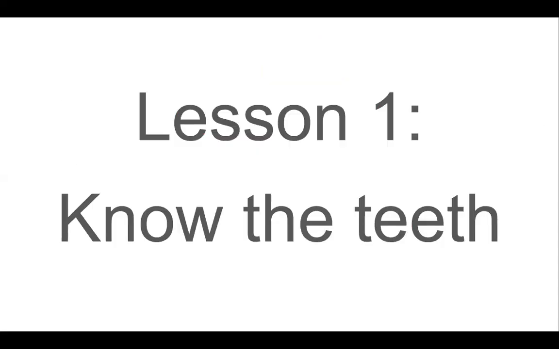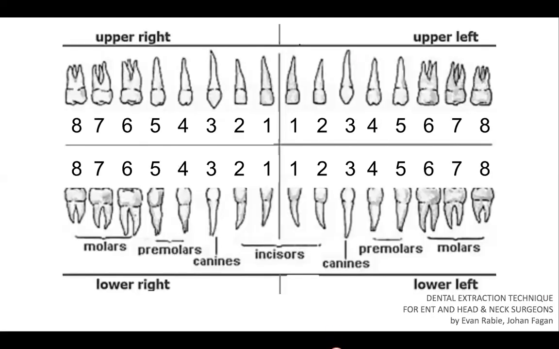So first of all, we need to know the basic knowledge. We need to know about the teeth. For adults, we have 32 teeth. If you separate your teeth into 4 quadrants, let's say left upper, left lower, right upper, and right lower, each quadrant has 8 teeth. Close to the midline, we'll label as 1, and then number accordingly.